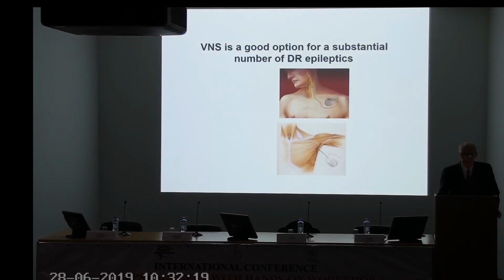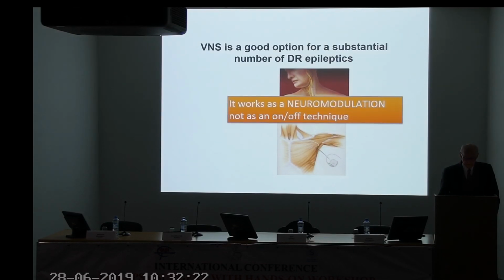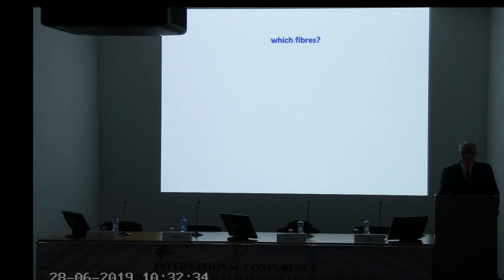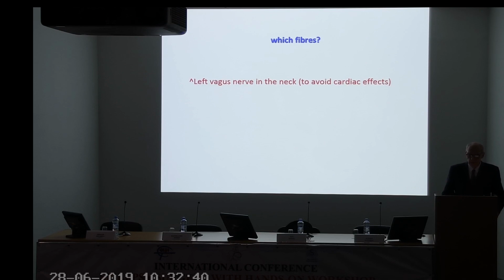VNS is a good option for a substantial number of drug-resistant epileptics. It works as a neuromodulation, not just an on-off technique like DBS, for instance. Which fibers are stimulated by vagal nerve stimulation? It's the left vagus nerve in the neck. Why? Because the left vagus nerve carries information mainly from the bowel, not from the heart, and so you can easily avoid cardiac effects. Then the intensity is chosen to stimulate mainly the afferent A and B fibers.